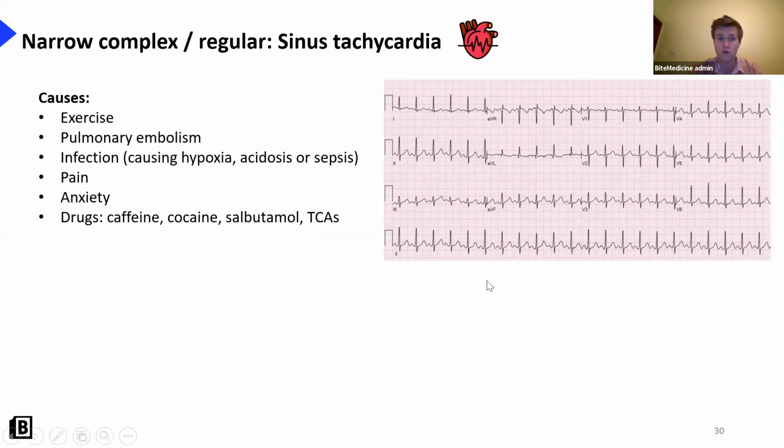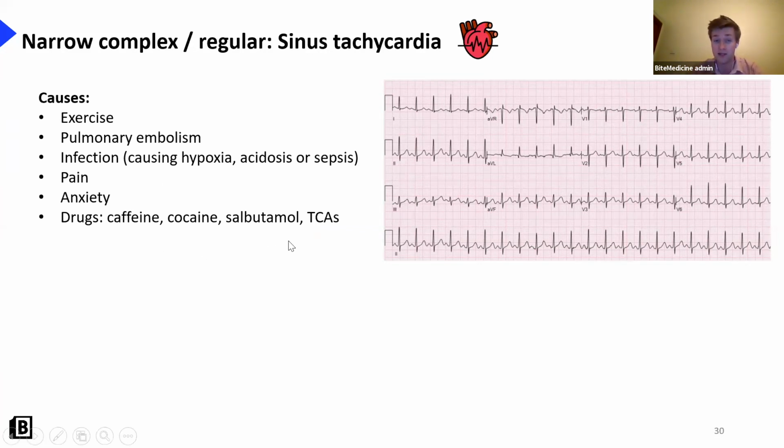So when you're the F1 on the ward and you're called to see these sinus tachy ECGs, just think to yourself, is the patient nervous? Like, can I calm them down in any way? Are they in any pain that some simple regular paracetamol might help with? Am I concerned about a pulmonary embolism? Do I need to calculate a Wells score, do a D-dimer, that sort of thing?